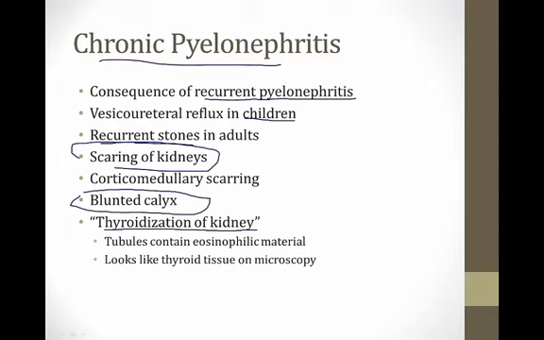So when you look at kidney biopsy samples under the microscope, the tubules contain an eosinophilic material that looks just like thyroid tissue. And these things, corticomedullary scarring, blunted calyces, and thyroidization of the kidney, are all findings in chronic pyelonephritis. And that concludes our module on urinary tract infections.